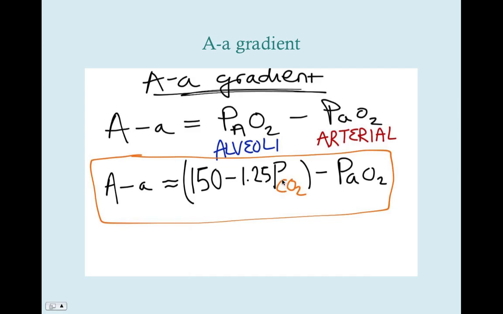If our partial pressure of CO2 goes down, then our AA gradient is going to go up. Because if this value here is lower, then it means that this value here, the PaO2 in the alveoli, is going to be higher because we're subtracting less from this 150. And that's going to be really important when we look at certain diseases that are not due to the lung itself that cause an increase in the gradient, namely asthma.